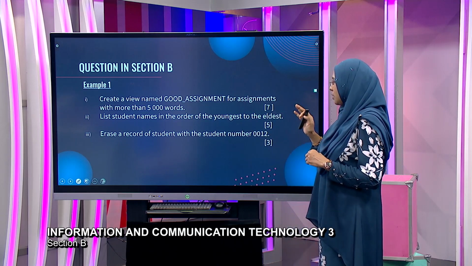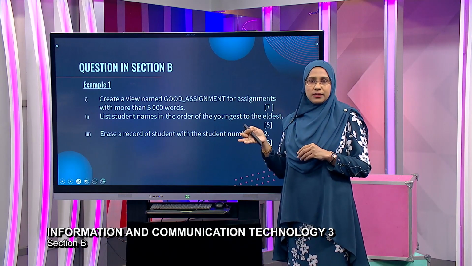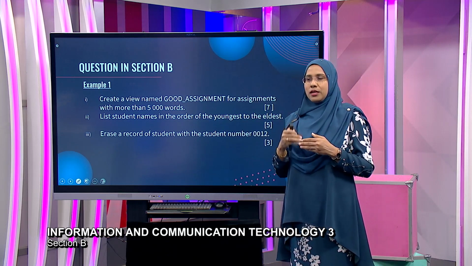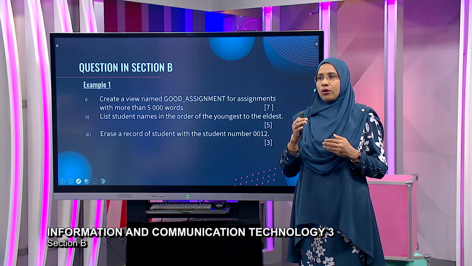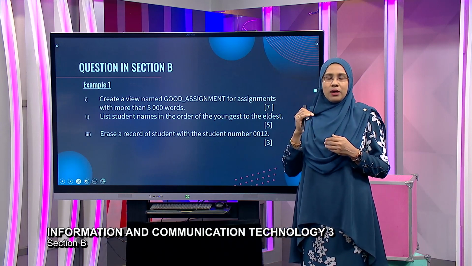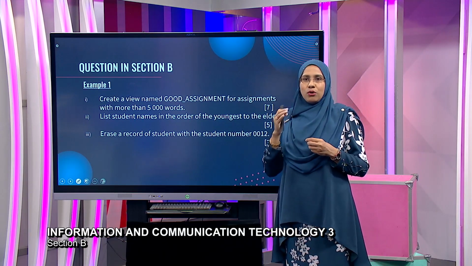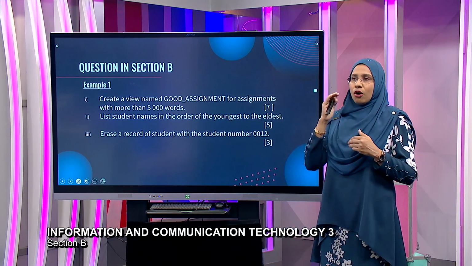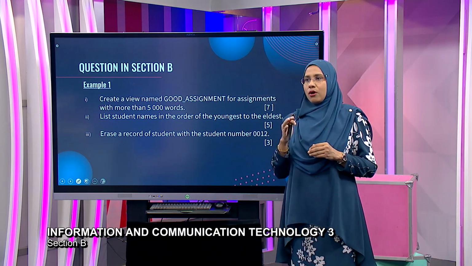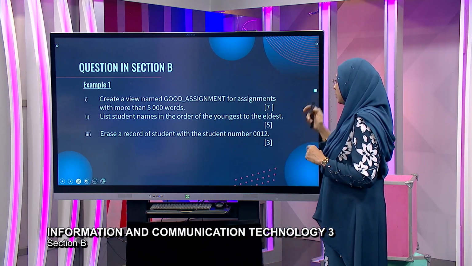Next, list student name in order of youngest to the eldest. So they indirectly ask you to sort the data. Sort the student's name according to their date of birth. So here they are testing your knowledge of how you use the condition. Marks given 5. And then the last one is erase the record on student where the student number is 0012. So how to answer this?